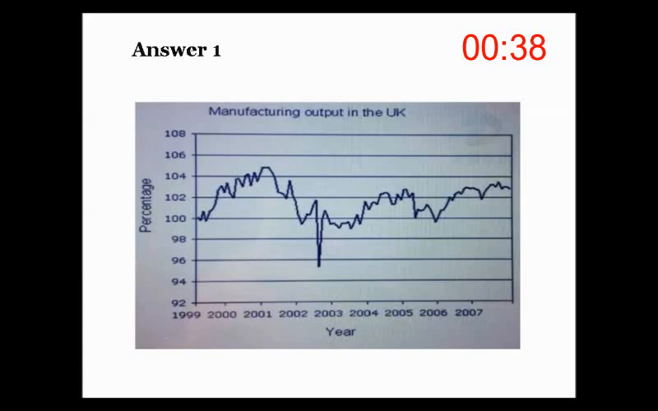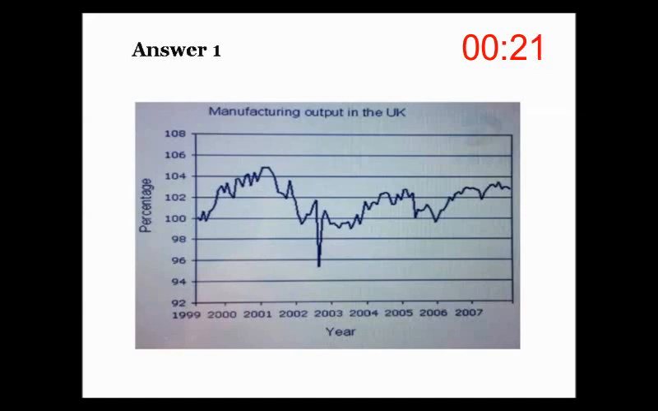The line chart gives information about the manufacturing output in UK in terms of year and percentage. To begin with, we can see that there is a fluctuated line. According to the graph, from 1999 to 2003, the largest number can be found in 2001, which is about 105, while the smallest number can be found in 2003, which is about 93.